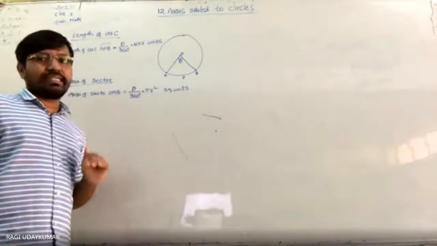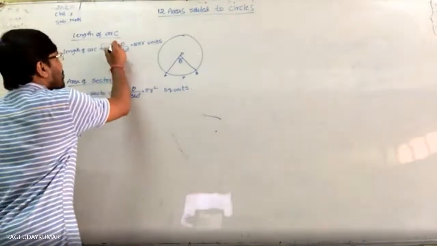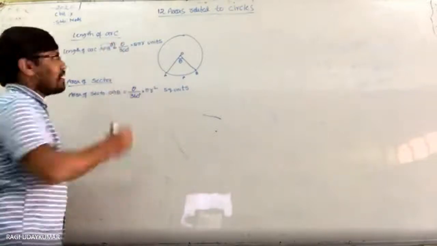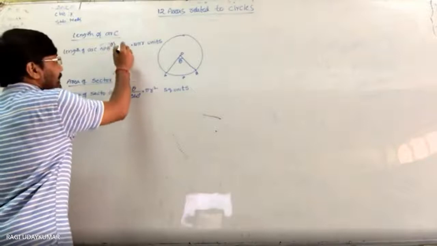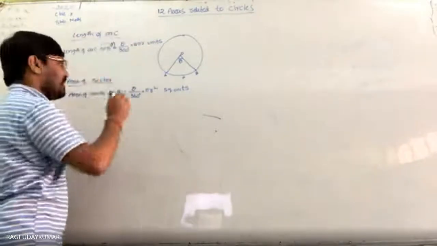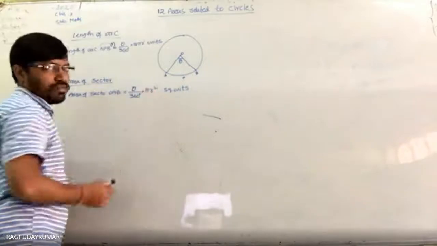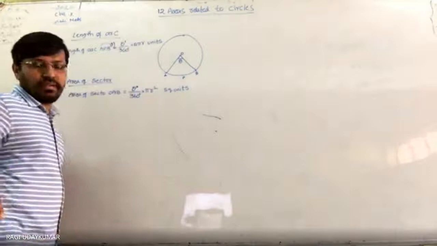So area of the sector, and this can also be written in another way. Length of the arc will be represented by L. L is equal to theta by 360 into 2 pi r, here theta should be in degrees. Area is theta by 360 into pi r square. Theta is in degrees. This is also in degrees.